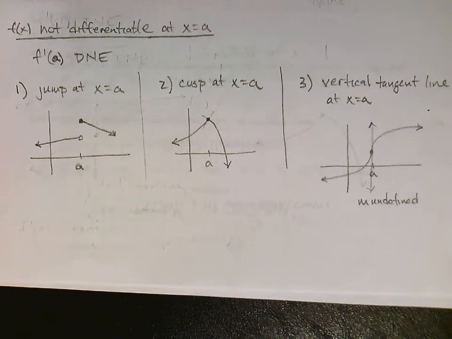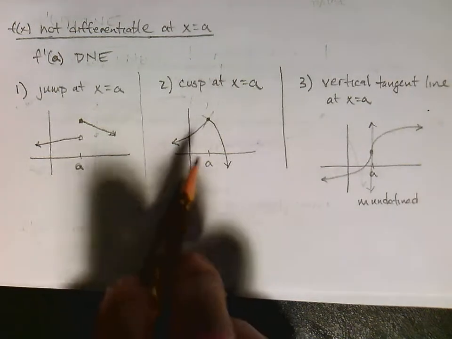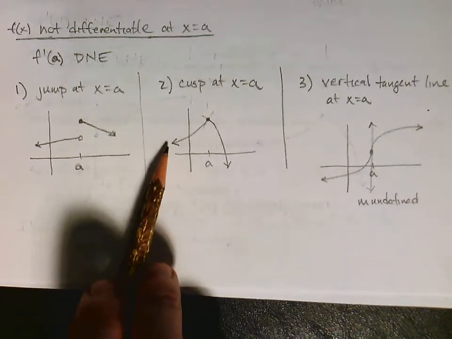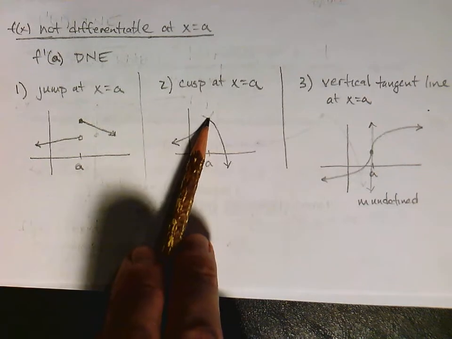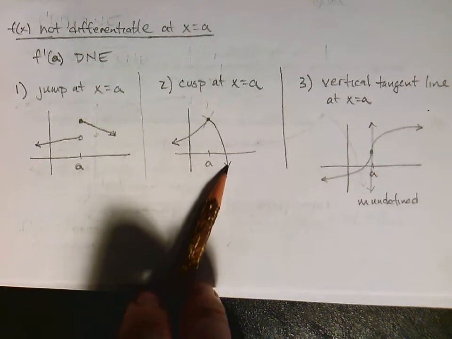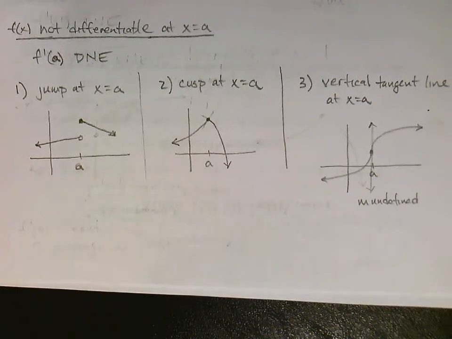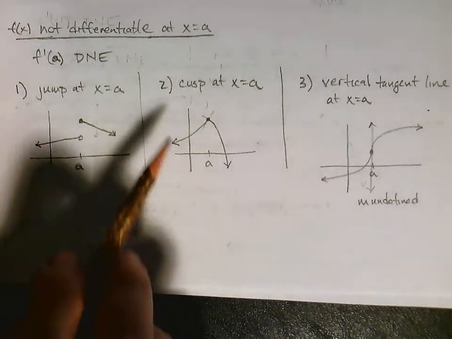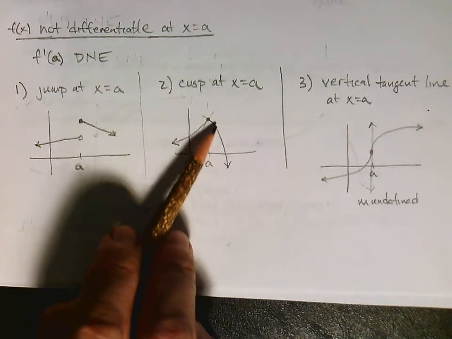Number two is kind of interesting. So we call this a cusp, C-U-S-P, at x equals a. And it's when there's this sharp edge, like this sharp corner, happening at a point. So here, this is continuous, right? So the function comes up, goes to that point, and then it just starts to drop off. So it's continuous all the way through. But there's this sharp corner and this instantaneous change of direction right there.